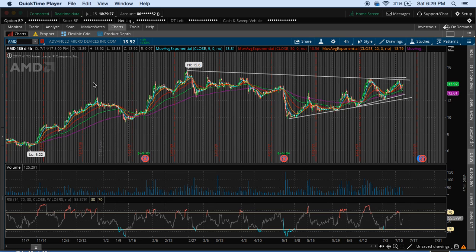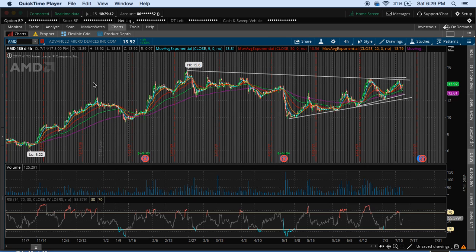What's going on, traders? So it's time that I make a video going over RSI. For those of you that don't know, RSI stands for Relative Strength Index.